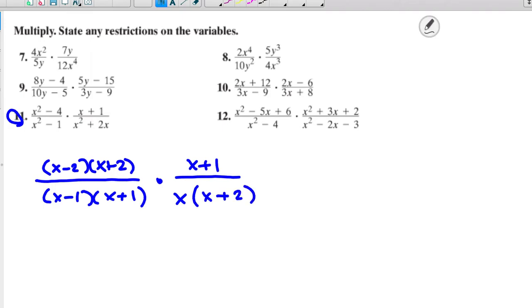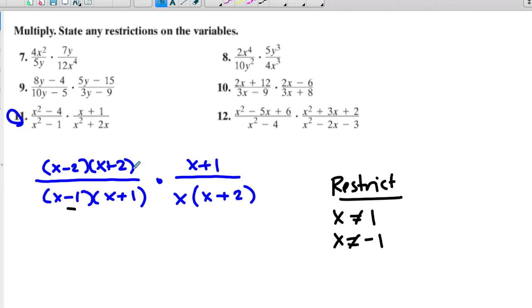All right, so now looking at restrictions, right? So we have x minus 1 equals 0, so then that's x can't equal 1. X plus 1 equals 0, so x can't equal negative 1. X can't equal 0, and x can't equal negative 2. All right, so those are the restrictions.